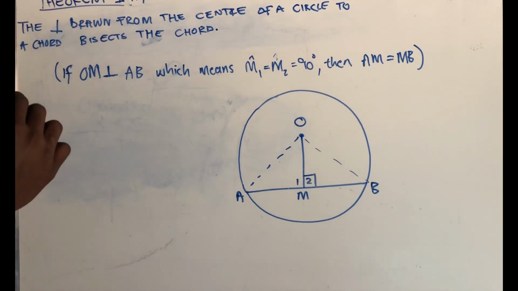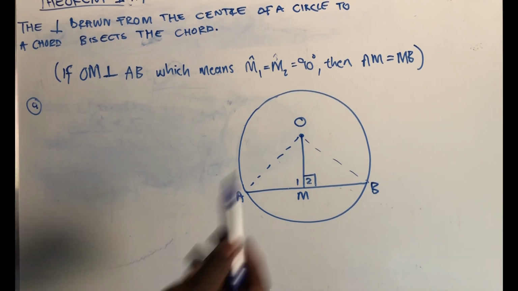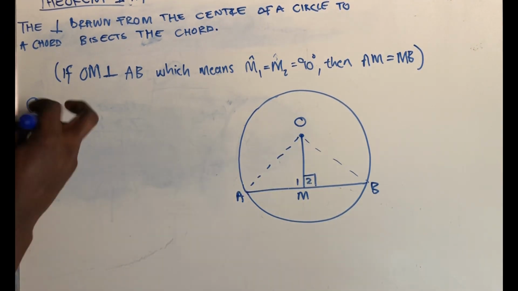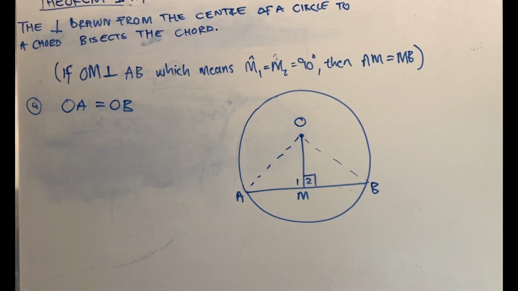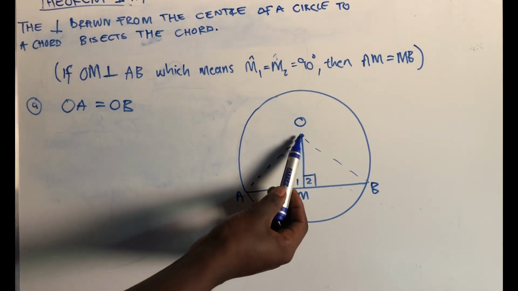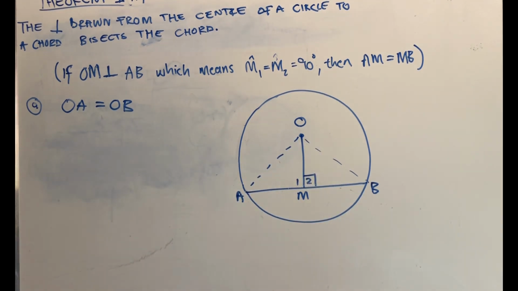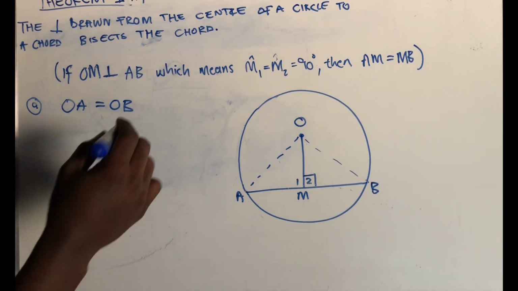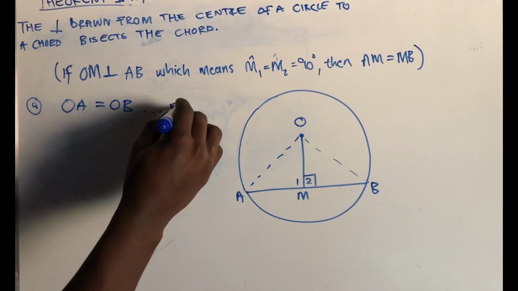The first condition: we have OA equals OB. What's the reason? This is a radius, a line drawn from the center to the circumference. OB is also a radius, a line drawn from the center to the circumference. So the radii are all equal. If there are two, they are called radii. So your reason here will be radii.